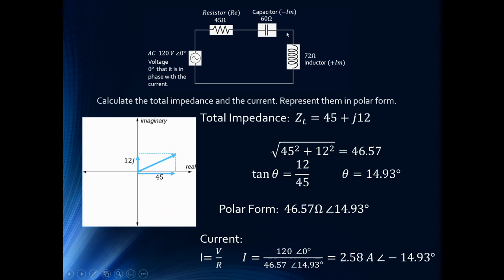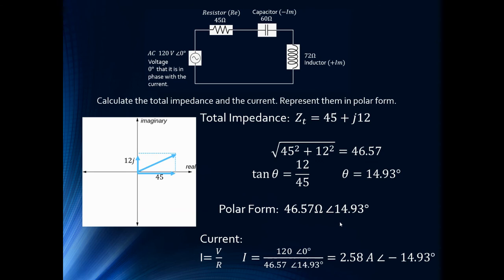And this is just a simple circuit, so you add the impedance together. And I use the Pythagorean theorem and tangent in order to figure out polar form. So the magnitude here is 46.57 ohms, and we've got an angle of 14.93 degrees. So polar form looks a little bit different when you're dealing with electricity.